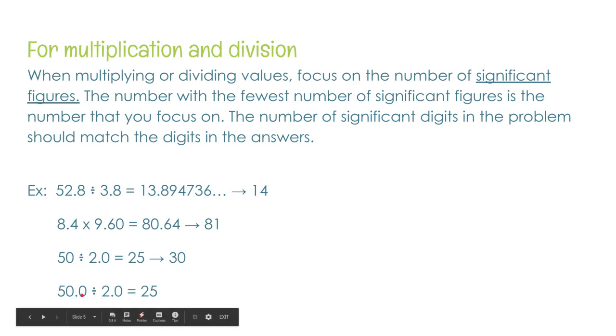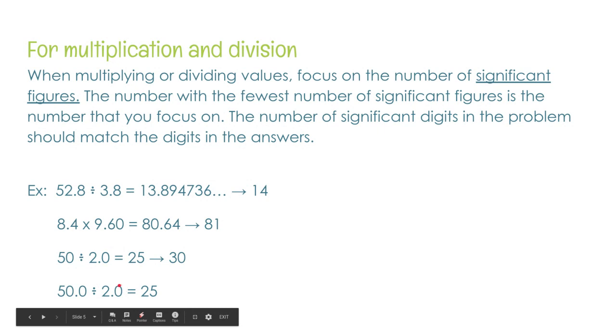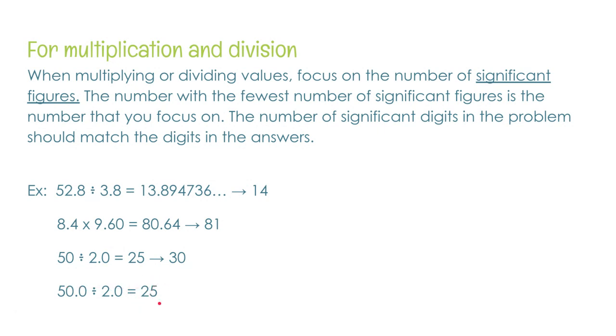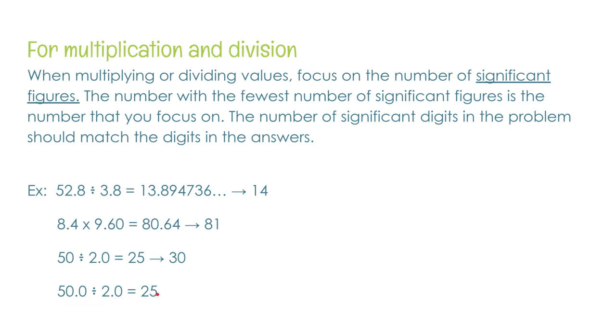So we're still dividing by 2.0 in both situations, but here we're going up to 3 sig figs. Here we're going by 2. We need to have our answer match the fewest number of significant figures. So this is our fewest. 2 is fewer than 3. So our answer should have 2 significant figures to match, giving us the proper answer of 25. The better your measurement, the better your tool, the more accurate your answers are going to be.